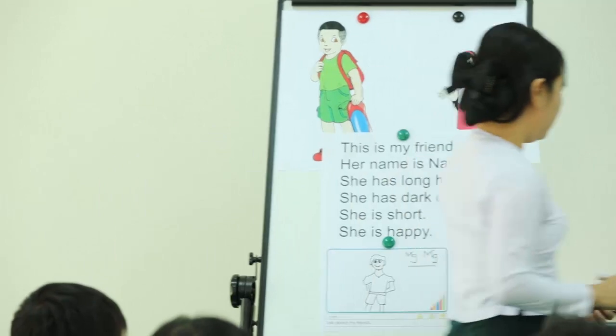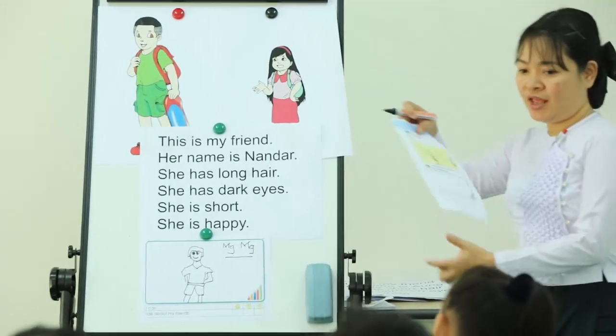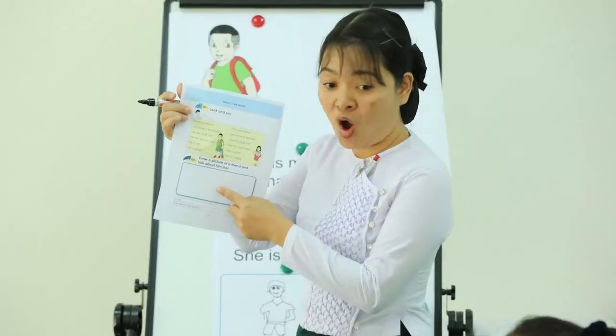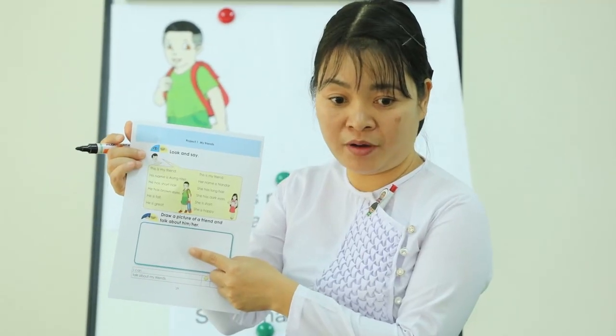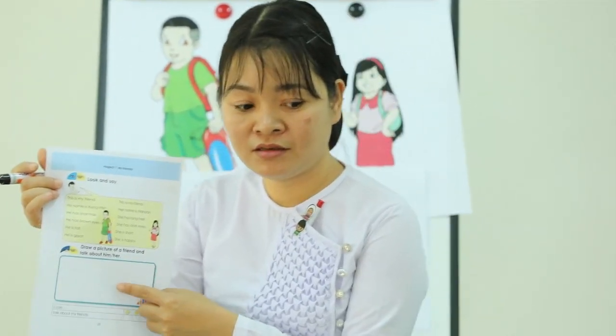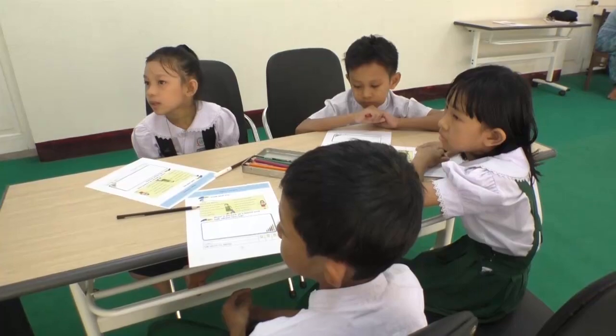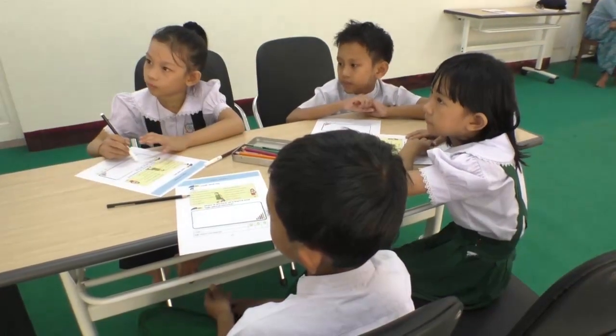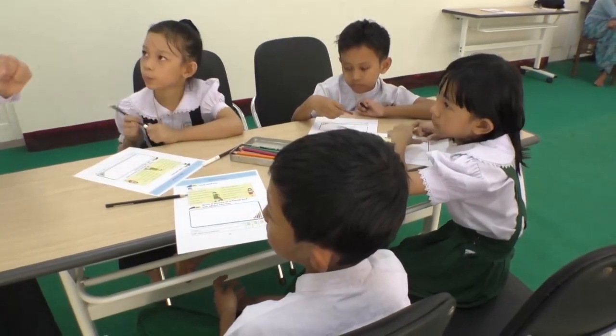Look at your textbook and all of you have to draw a picture of your friend. How many pictures? One picture. Where do you have to draw? Here. Okay, let's start. Draw.